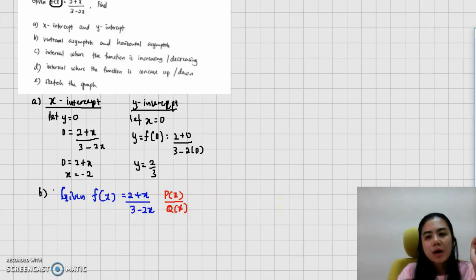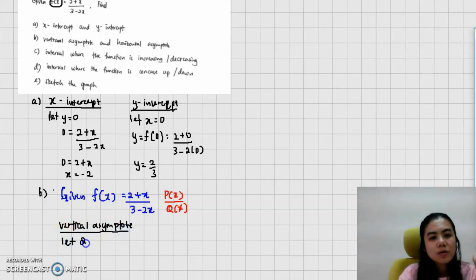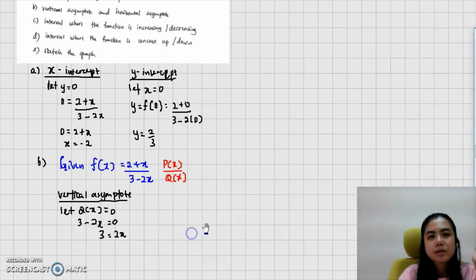So in order to find your vertical asymptote, what you have to do is let your q(x) equal to 0. Now what is your q(x) here? Your q(x) is actually 3 - 2x = 0. So at the end we will have x equal to 3/2. That is x = 3/2.